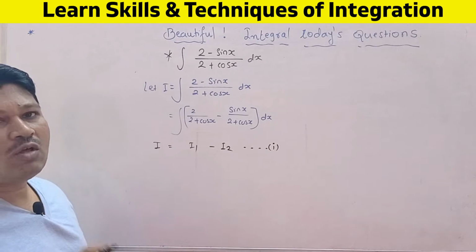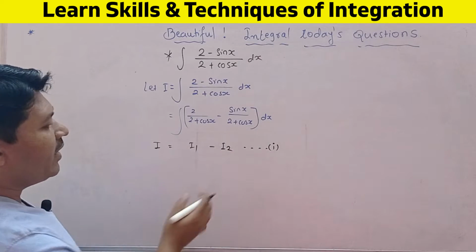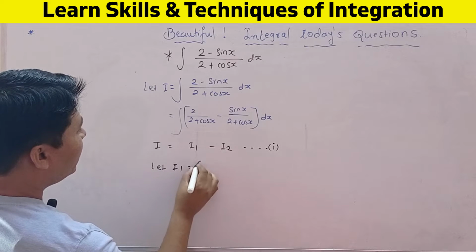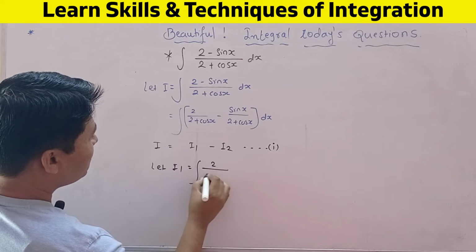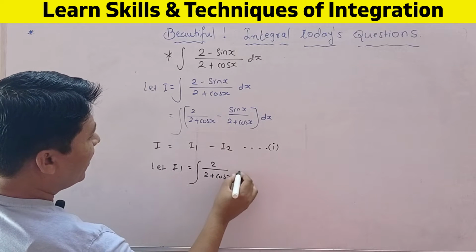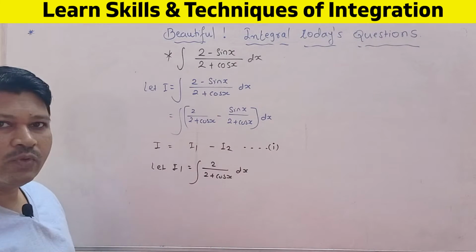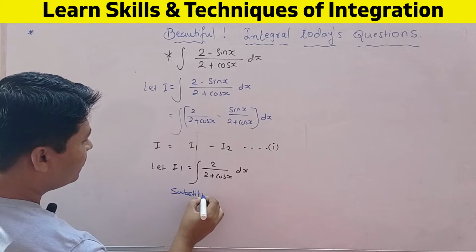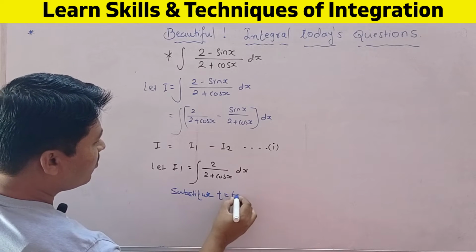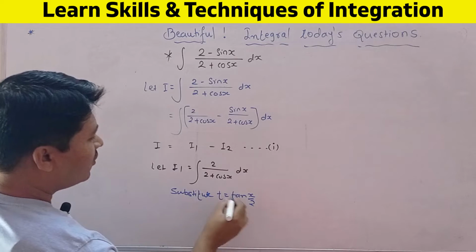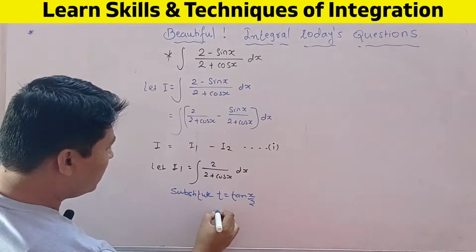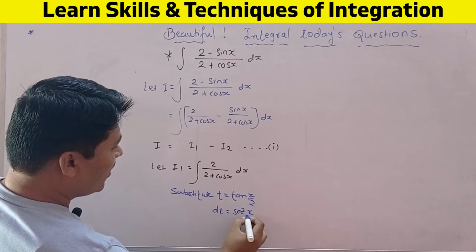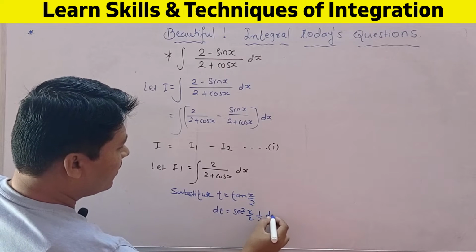Now we can solve equation 1 one by one. Let I1 be equal to the integral of 2 upon (2 plus cos x) dx. Okay, now here we can use the substitution method. Substitute t equal to tan x by 2, and differentiate this function with respect to x. Then we get dt equal to sec square x by 2 times 1 by 2 dx.